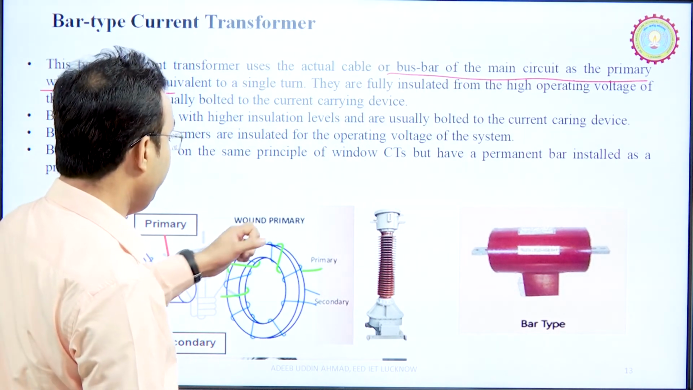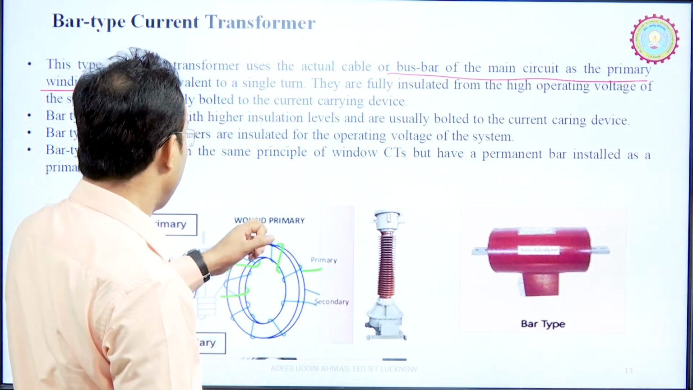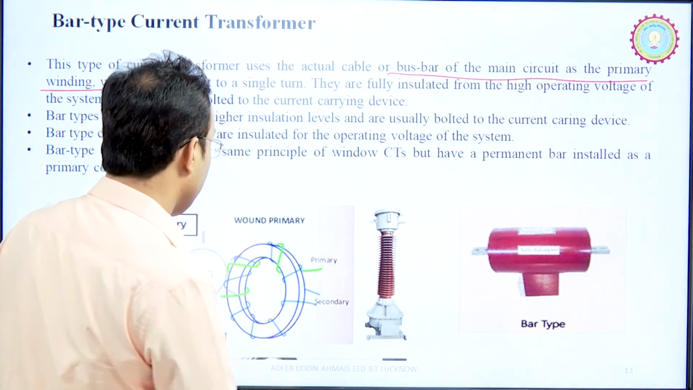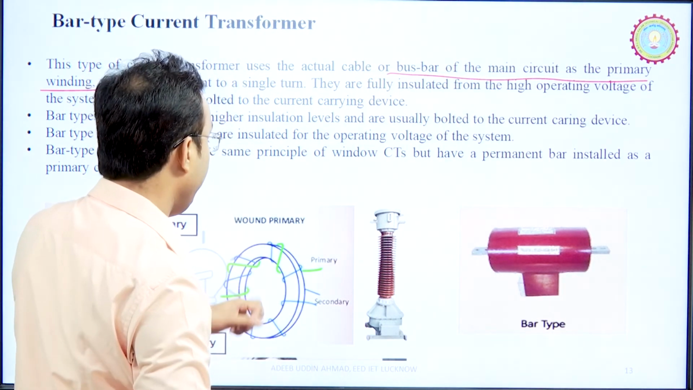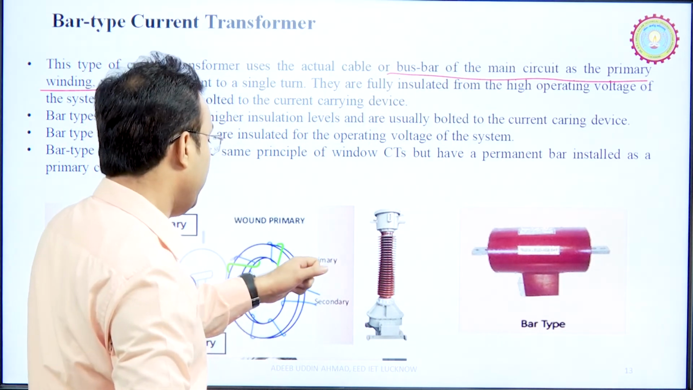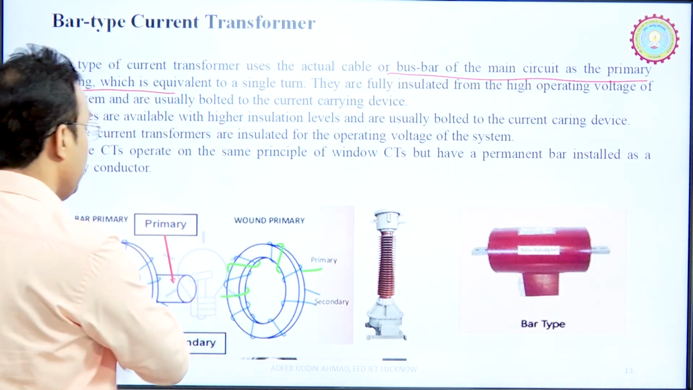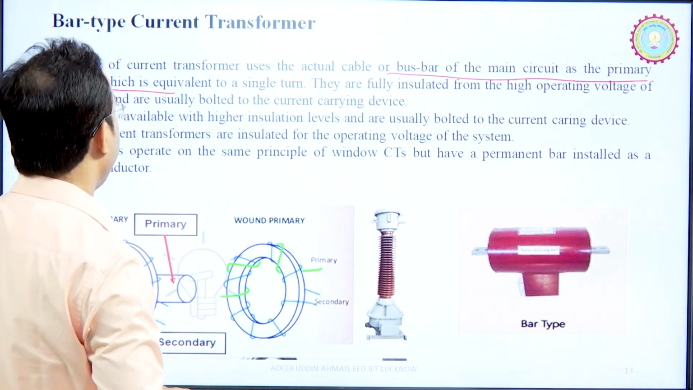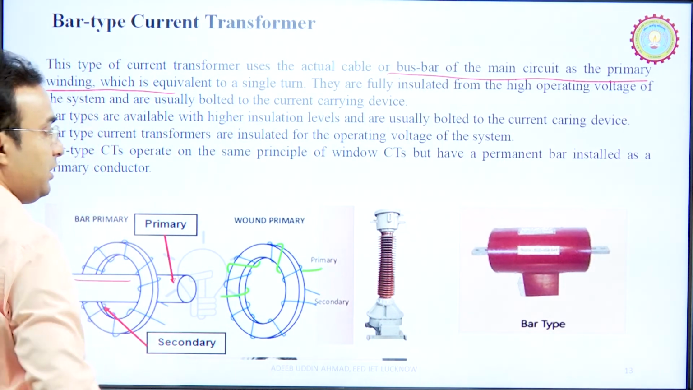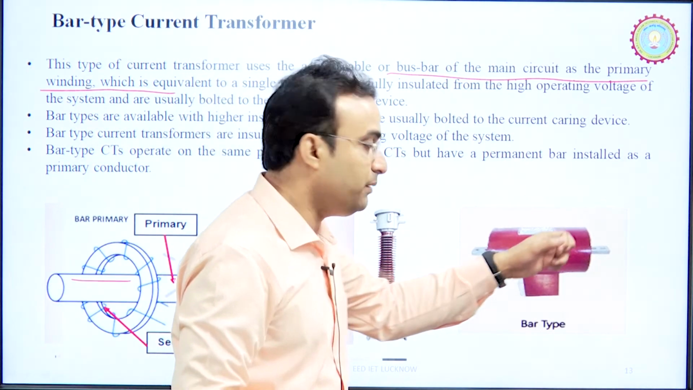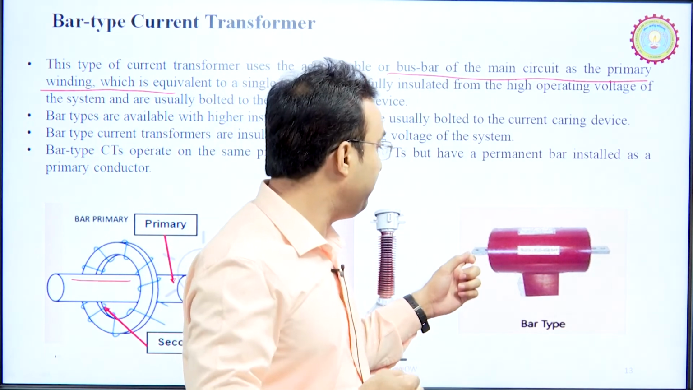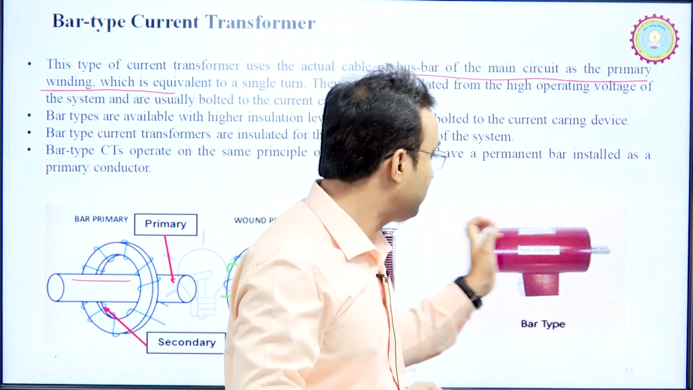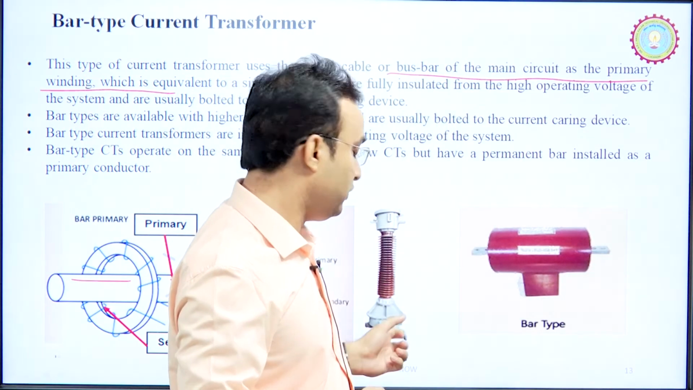And if you are comparing to the wound type, in wound type we have both of the windings on the same core, primary and secondary. So, this is the difference between wound type and bar type. So, this is the bar type structure. Its physical appearance we can understand, this is a bar type structure. So, bar type has some bar, and with the help of this bar you can pass the current through this bar type transformer.